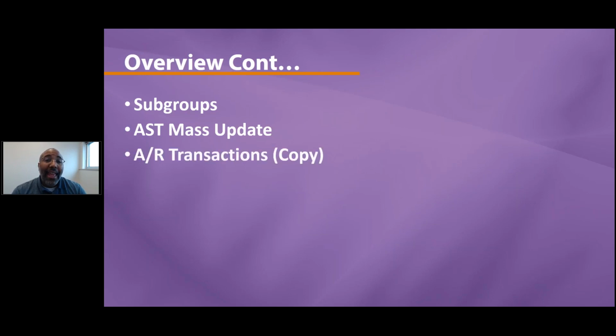After the merge utility, we'll show you a couple of changes that they've made to subgroups. Yes, they did upgrade subgroups in the last version, but we've made another upgrade to subgroups, so we'll be able to show you that upgrade as well. And then from there, we'll show the changes that we've made to the activity, skills, and training mass update utility. And we'll also show you the AR system, the accounts receivable system.